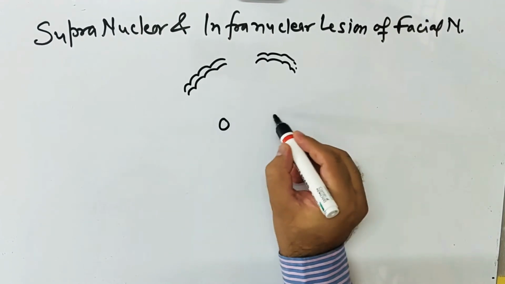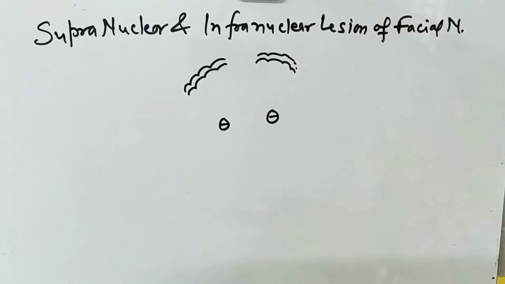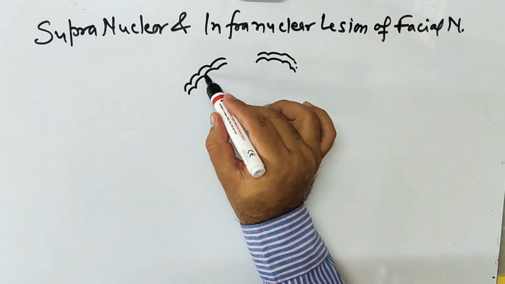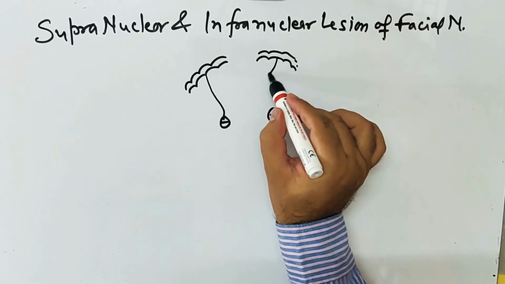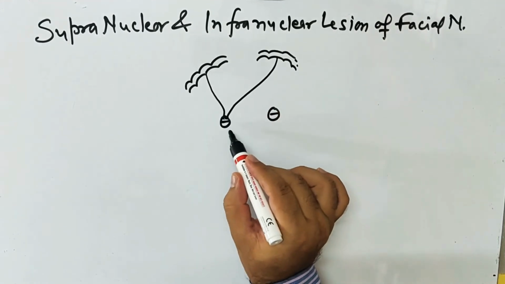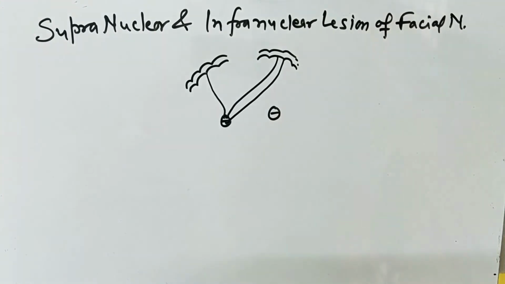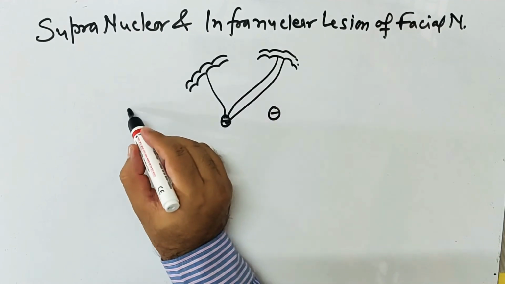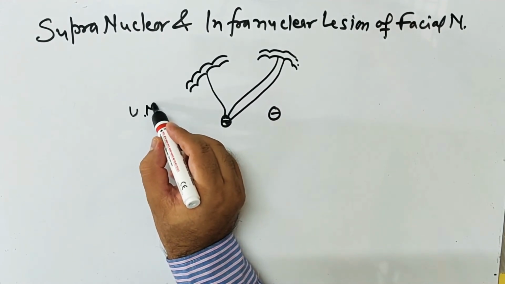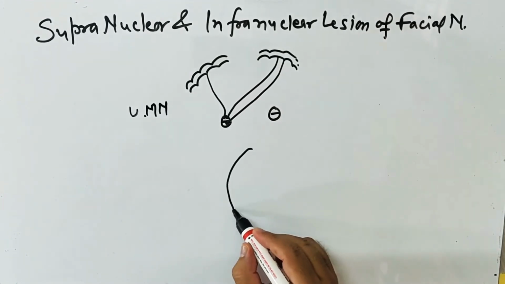Here is the cerebral cortex, this is the motor area, and here is the facial nerve nuclei. This is the upper part, this is the lower part. In the upper part, fibers come from the same side and also from the opposite side, and in the lower part fibers come only from the opposite side. So these fibers are the upper motor neuron, and here is the face.